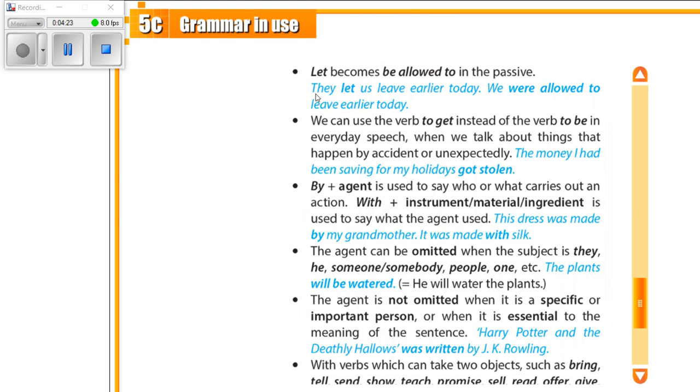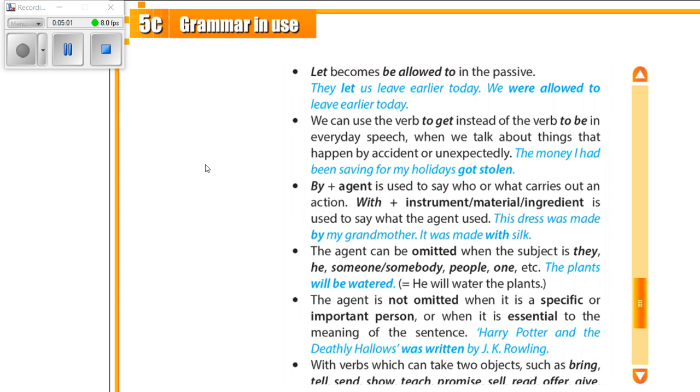We go for let, which becomes be allowed in the passive. When we say they let us leave earlier today, when we change it into passive, we were allowed to leave earlier today. And we can use the verb to get instead of the verb to be in everyday speech when we talk about things that happen by accident or unexpectedly. The money I had been saving for my holidays got stolen.